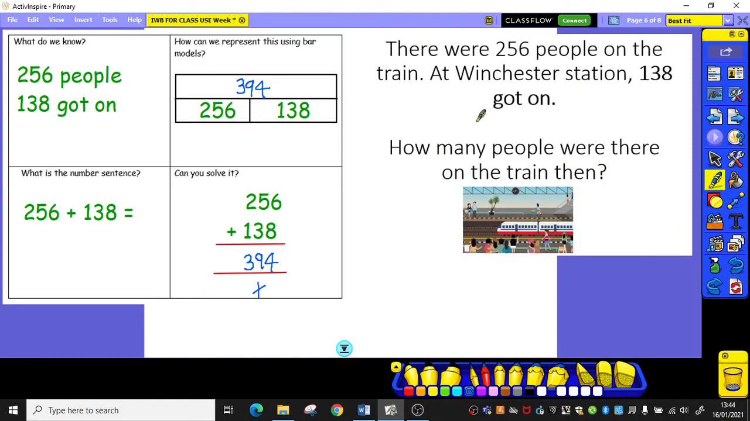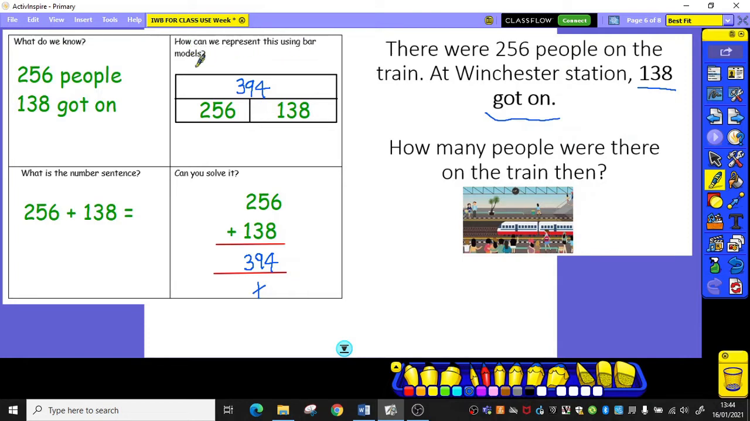If I look at a different problem, this time I haven't got people getting off the train. If we read the question, I've got people getting on. There were 256 people on the train. At Winchester Station, 138 got on. How many people were on the train then? So what do we already know? There's 256 people and 138 got on.